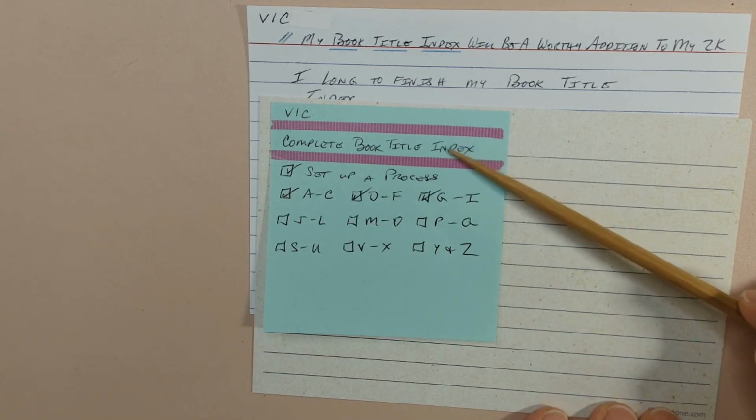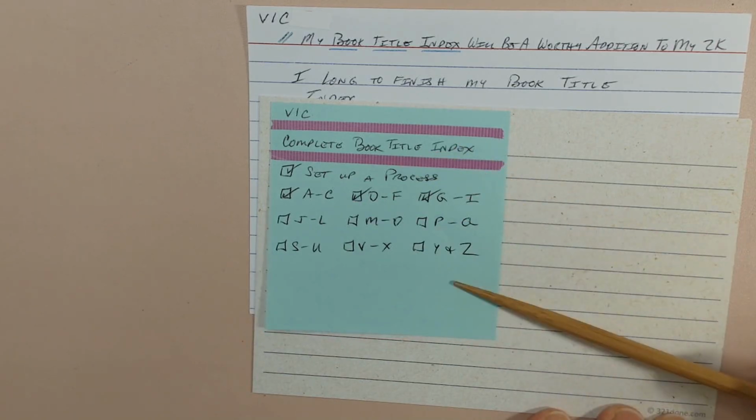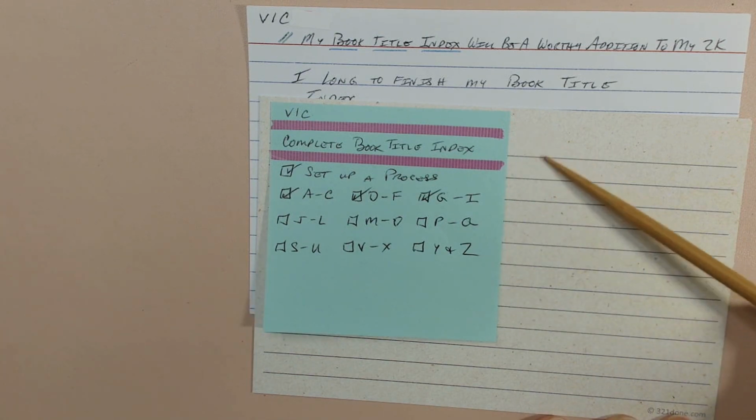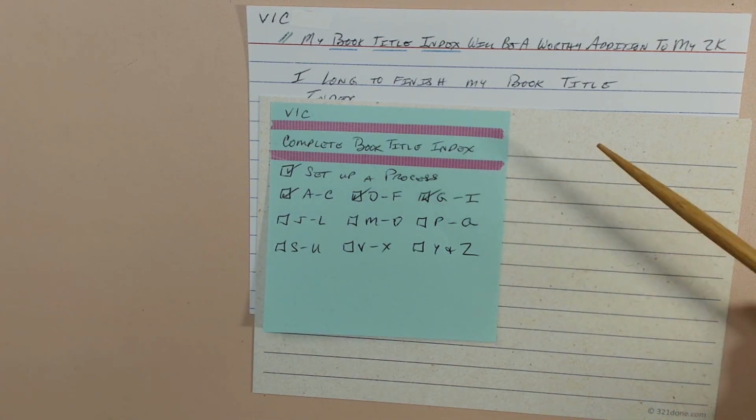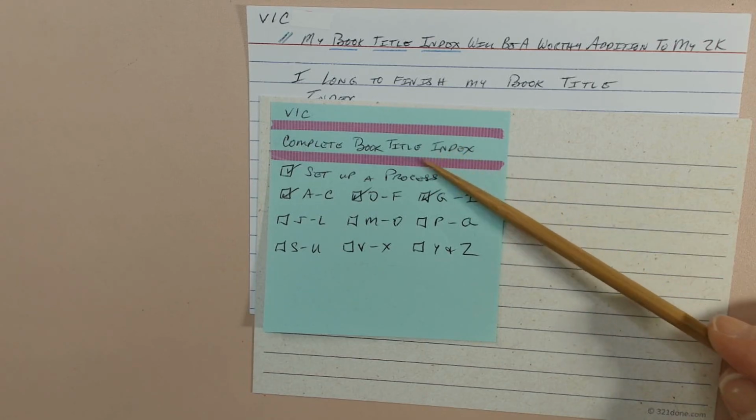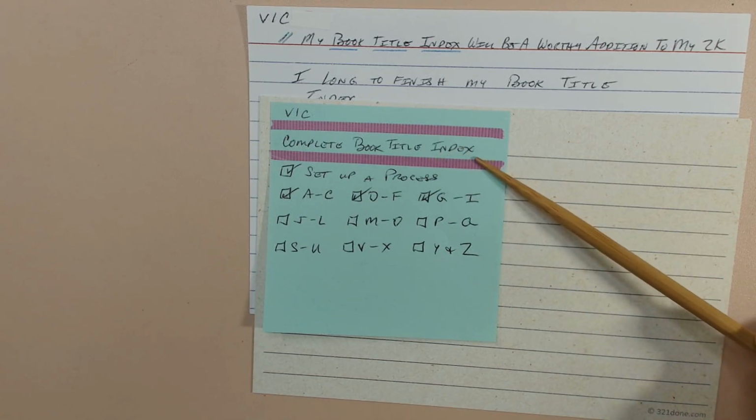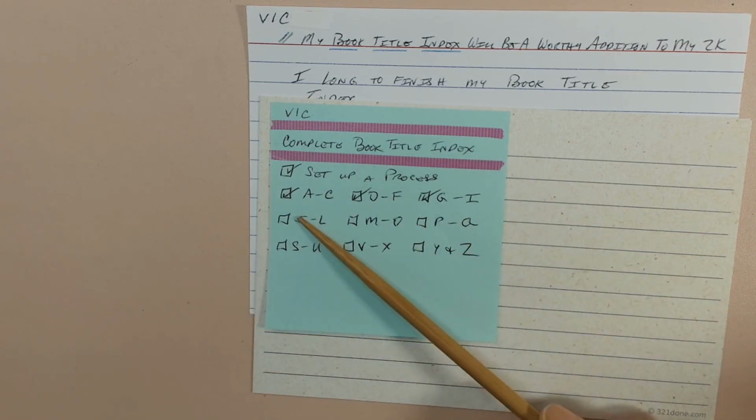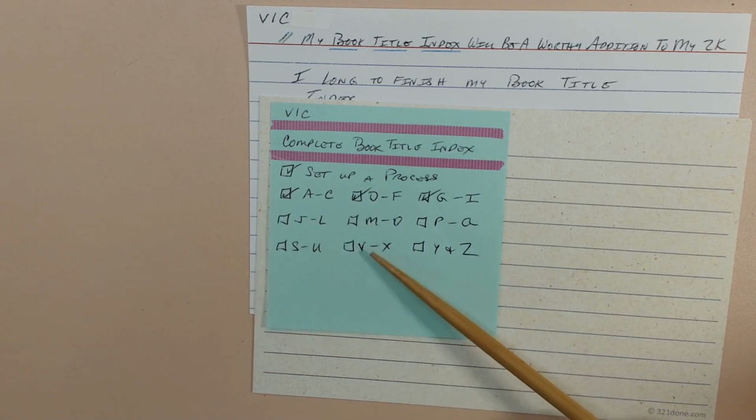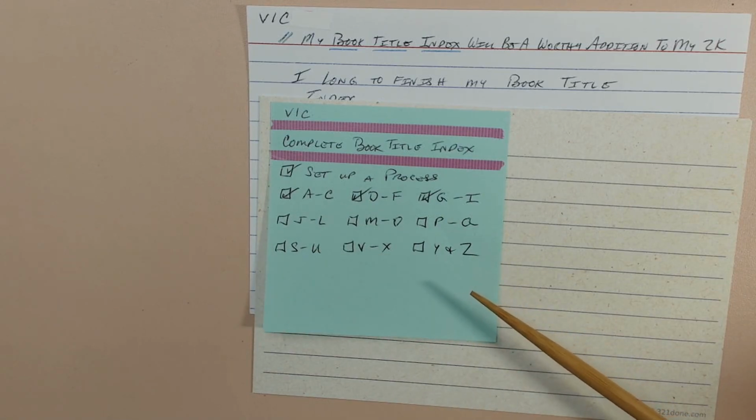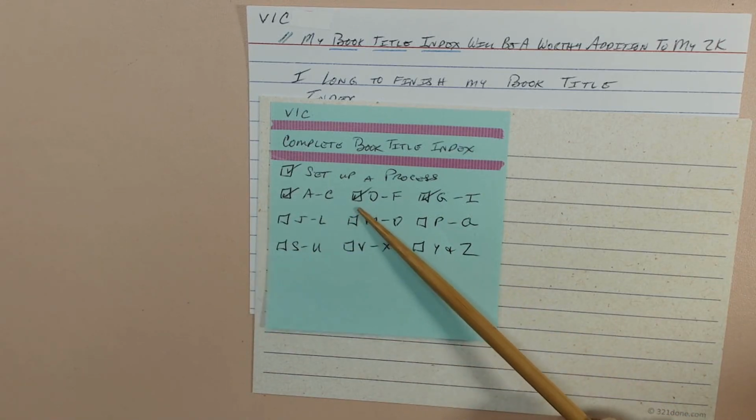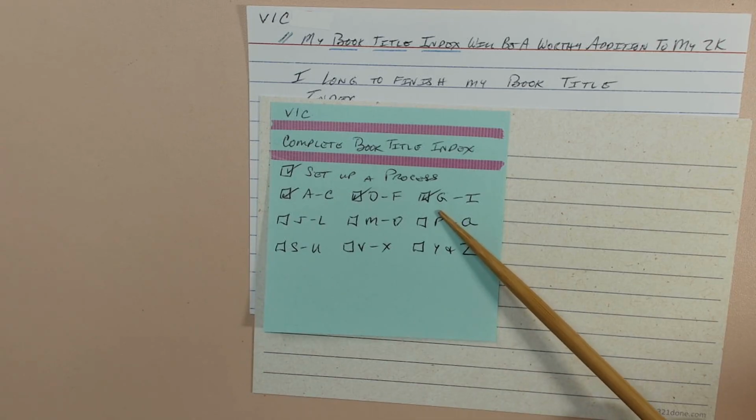I'm using sticky notes so that when the project is finished, I can transfer it to my planning book as sort of a way of celebrating the completion. This one is completing my book title index. That's not something that I can do in a session, so I've set it up into little goals that could be accomplished in a reasonable amount of time. And then I come back and check off when I've completed a section.